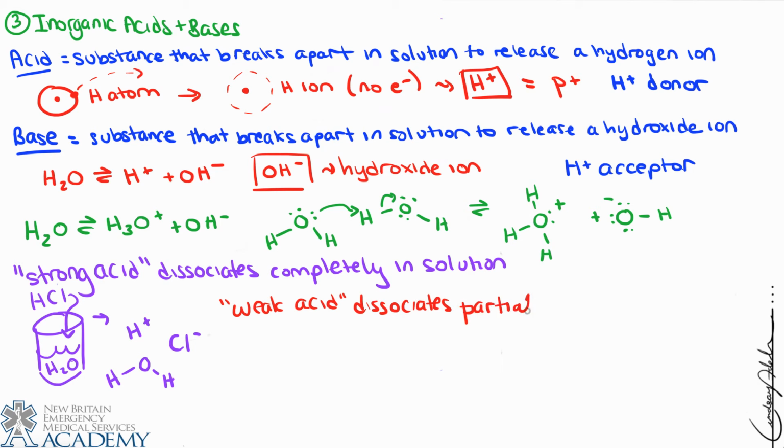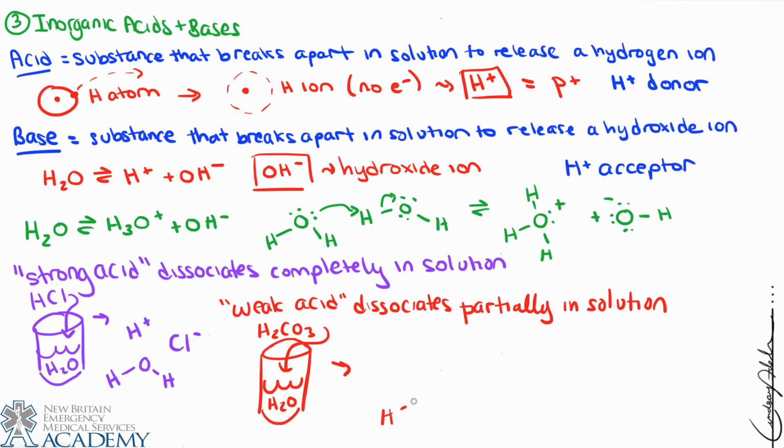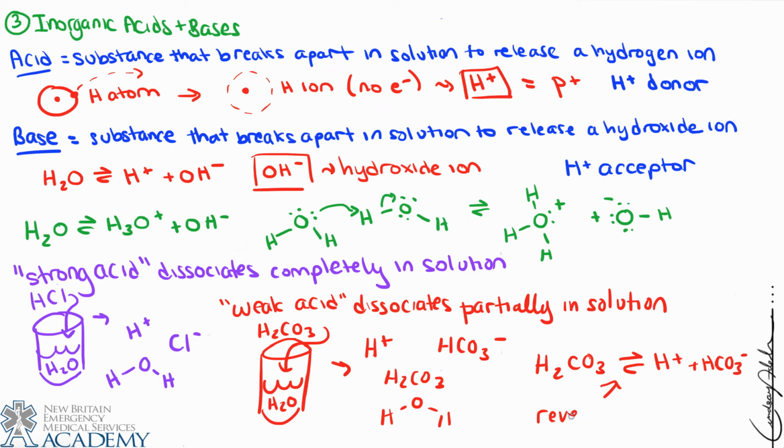A weak acid, on the other hand, dissociates partially in solution. Carbonic acid is a good example of a weak acid. So if we were to look at the solution, we would see that we have a combination of the H2CO3, the carbonic acid, intact, as well as some bicarbonate ions and some hydrogen ions. So we've seen this reaction before, but carbonic acid dissociates into H plus and HCO3 minus, but it's a reversible reaction. So the HCO3 minus and the H plus can also combine to form carbonic acid. So this reversible reaction is what contributes to the weak acid in this context.